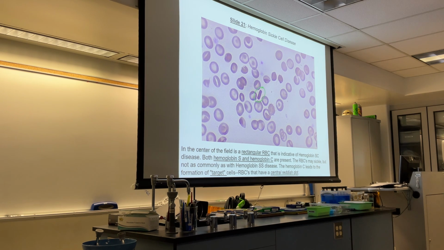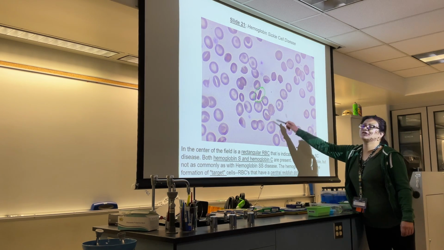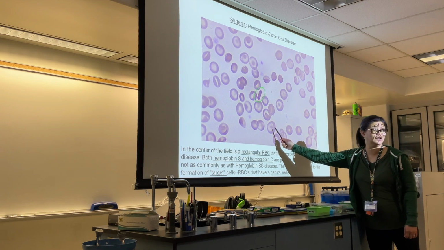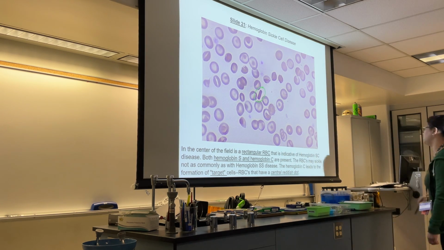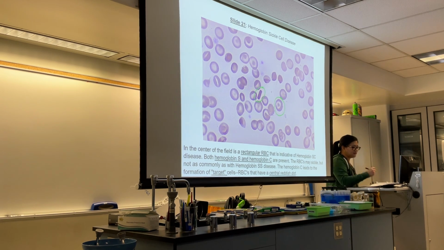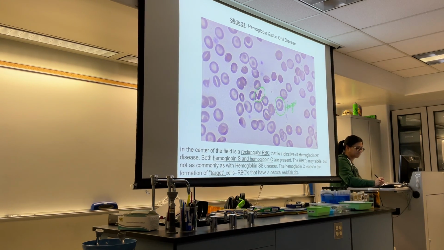I want you to look at these 2 cells right here. In normal circumstances, you should have just a small central zone of pallor. What do you notice here? Another one. But it's not a central zone of pallor. Notice how it's a dark spot in the middle. This is what gives you your target cell appearance. Again, that's a telltale characteristic of hemoglobin SC disease. So that's your target cell.